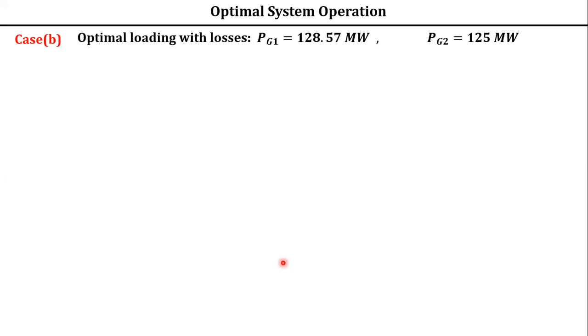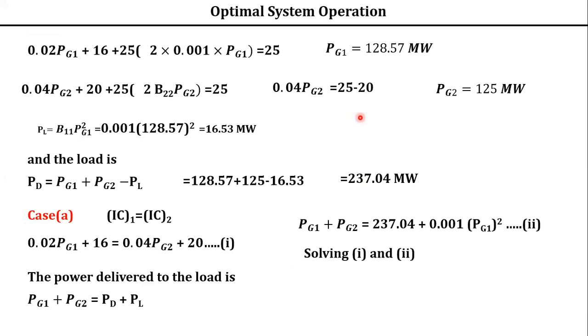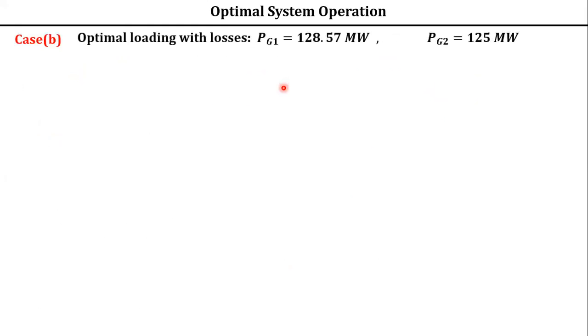Now let us move on to case B. What is case B? When the losses are coordinated. So when the losses are coordinated, we have already done the optimal scheduling. Already, the first one, that is Pg1, Pg2, just now I explained these values. Already we have done this; Pg1, Pg2 are the values we got when we have considered the losses, isn't it? So this is the answer for Pg1 and Pg2.